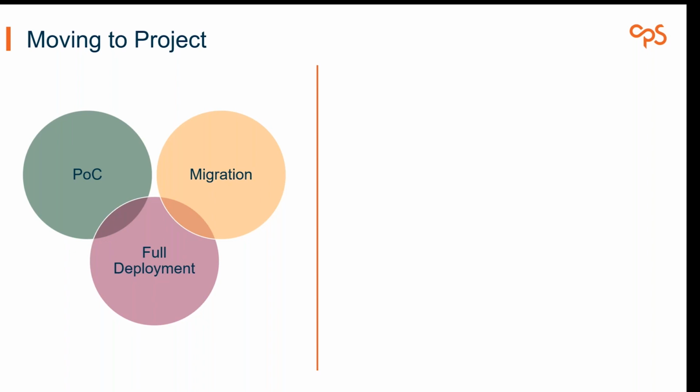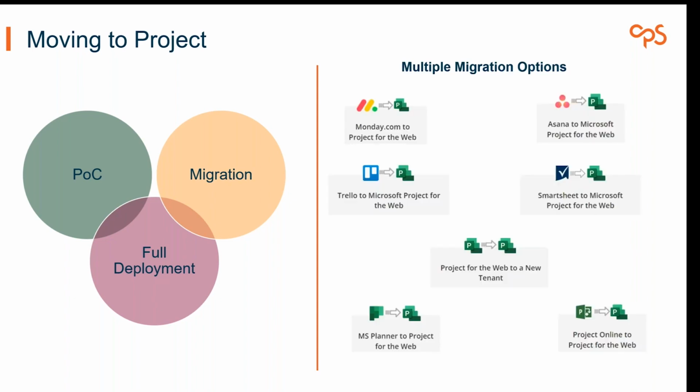We've got a number of customers, and Chris, I just want to bring up the animation on the next slide. There are multiple migration options from other third-party tools, things that we're aware of, like Trello and Monday.com, into Project for the Web. But there are also migration paths available from Microsoft products themselves. So if you're using something like Planner and you've hit the limitations that we know are there, there's a way to migrate to Project for the Web from Planner.